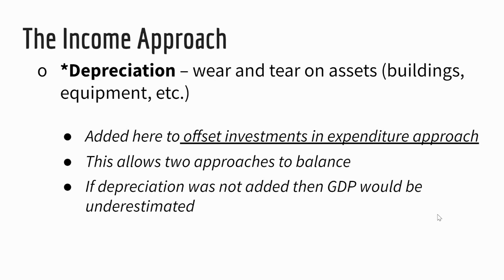What this does is it allows our two approaches to get as close as possible. If this wasn't included, then our GDP would be underestimated. And it's a bit complex to fully understand why we would include this in our income approach. So at this point, we're just going to remember that it needs to be included.